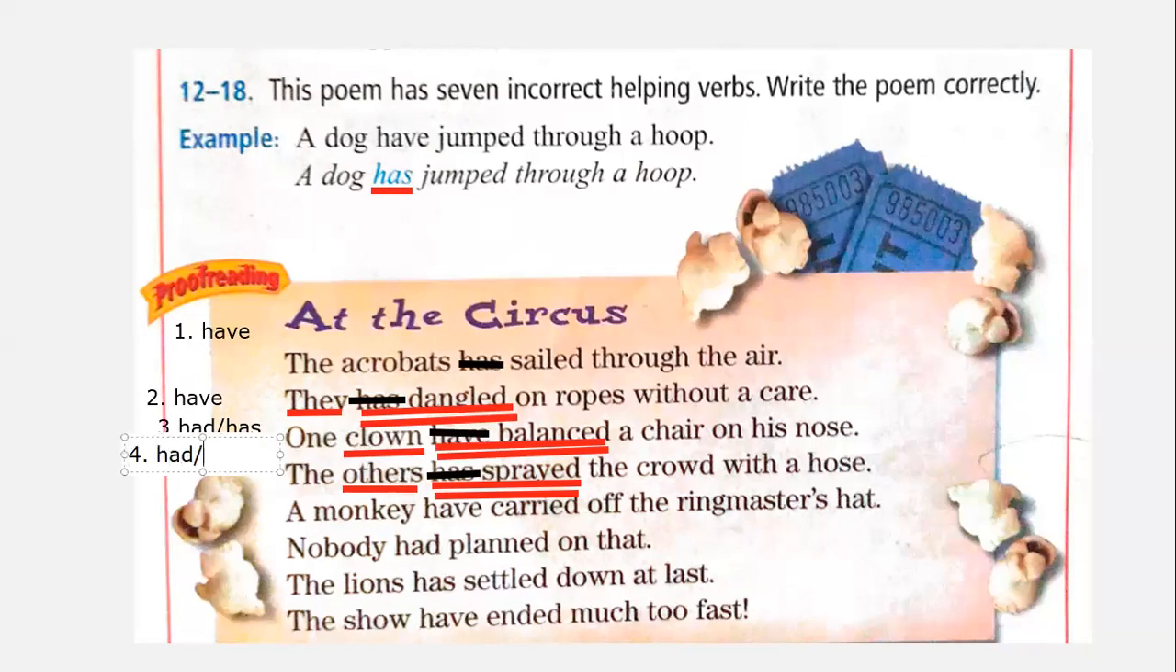Again, if you said had, it's perfect. And if you said have, it's great. Okay? You can use the others had sprayed the crowd with a hose, or the others have sprayed the crowd with a hose. Either answer is correct, okay? Next one, a monkey have carried off the ringmaster's hat. A monkey have carried off the ringmaster's hat. We identify the subject. Stay with me, guys, we're almost done.